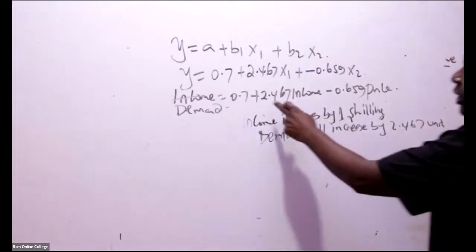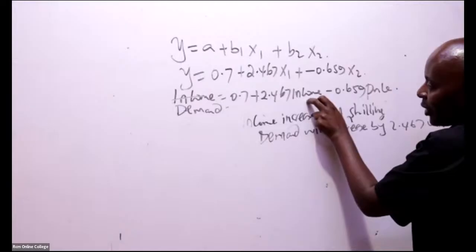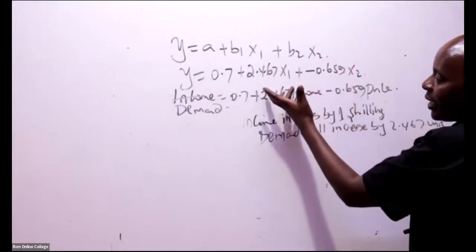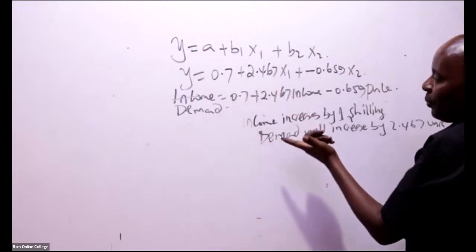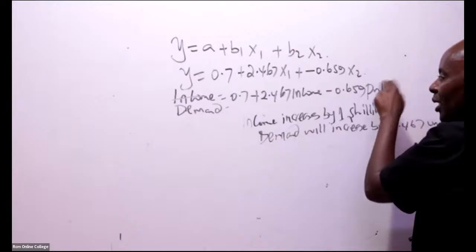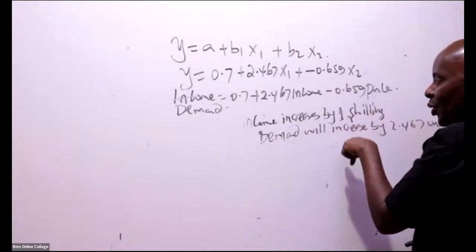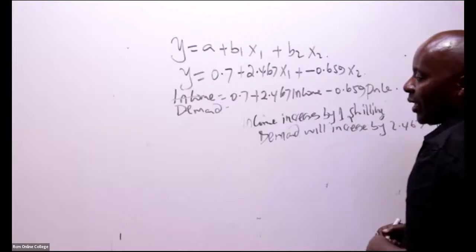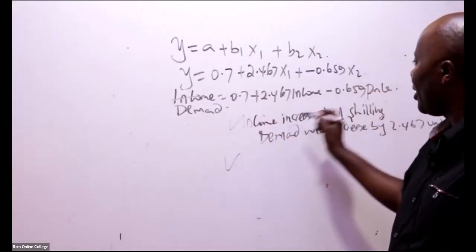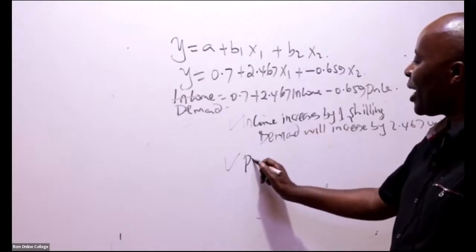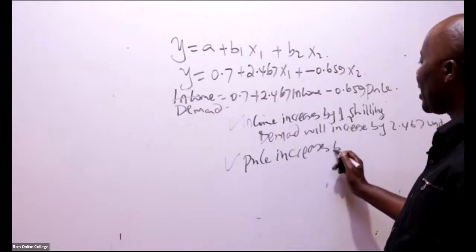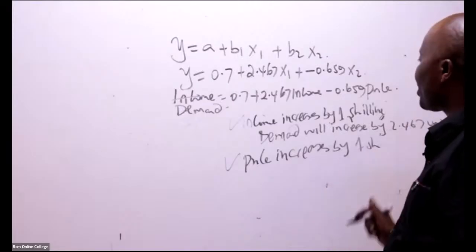So if the income, you see, it's a positive relationship. If the income just goes up by 1 shilling, automatically this will be the gradient at which the demand will grow. Here, if the price increases by just 1 shilling, because of the negative, demand reduces by 0.659. So the way we interpret the second coefficient is that if price increases just by 1 shilling, that's how you argue it out.